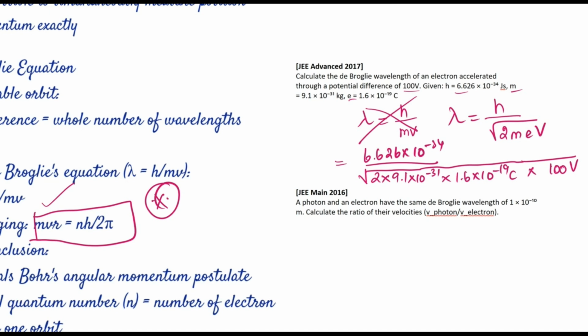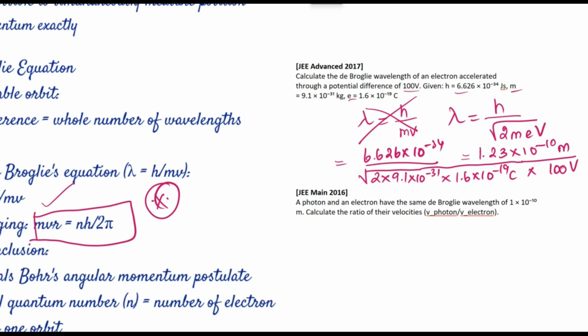So upon solving this, you will end up with 1.23 into 10 to the power minus 10 meters.